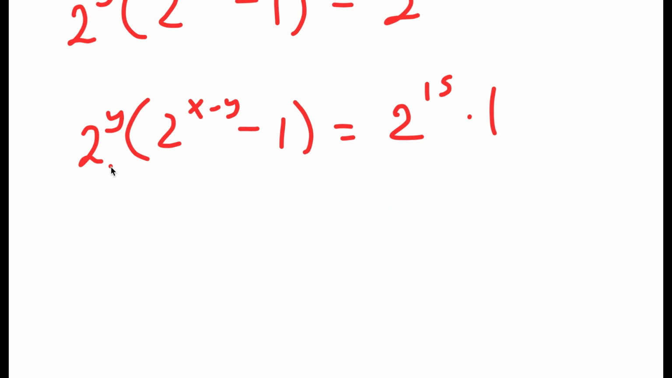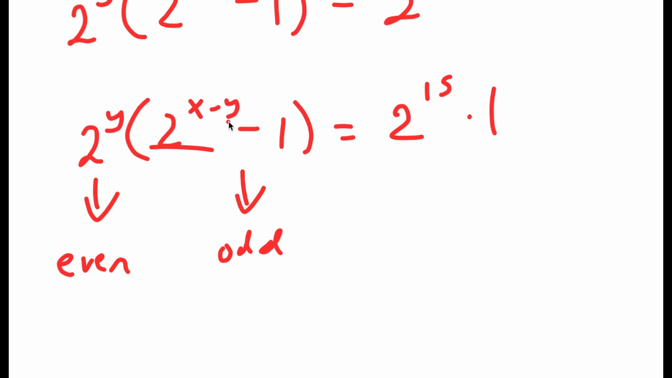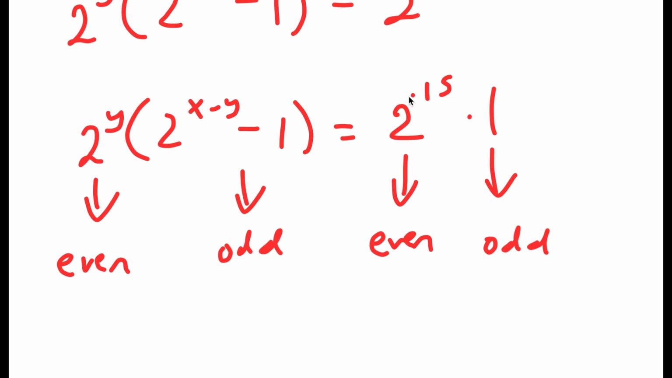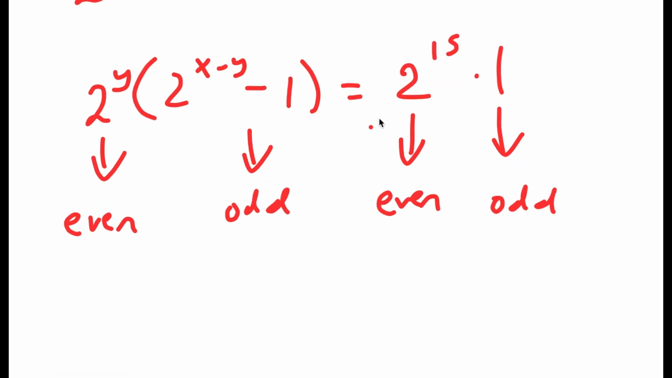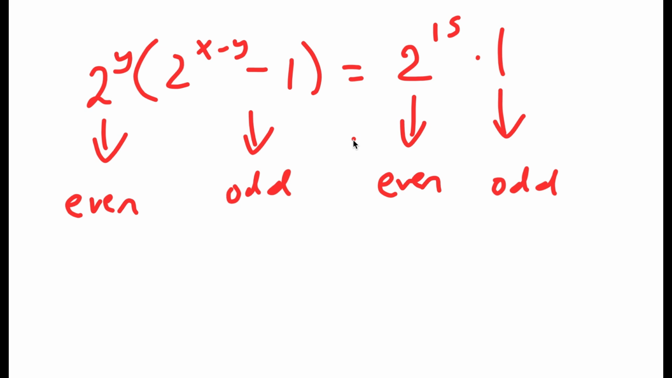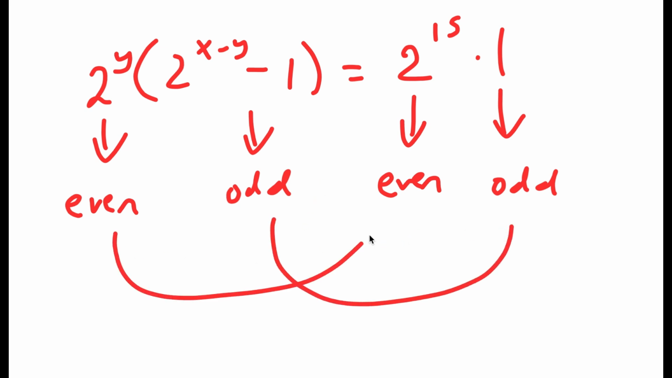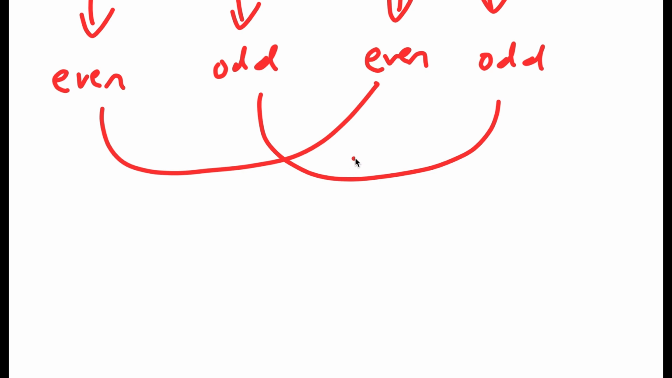To start off, 2 to the power of y is even, and 2 to the power of x minus y, minus 1 is odd, because 2 to the power of x minus y is even, and an even number minus 1 is odd. And 2 to the power of 15 is again even, all powers of 2 are even, and 1 here is odd. Sorry, 2 to the power of 0, which is 1, is the only power of 2 that's not even. So we have an even number times an odd number equal to an even number times an odd number. So what we can do is make the odd numbers equal to each other and the even numbers equal to each other.